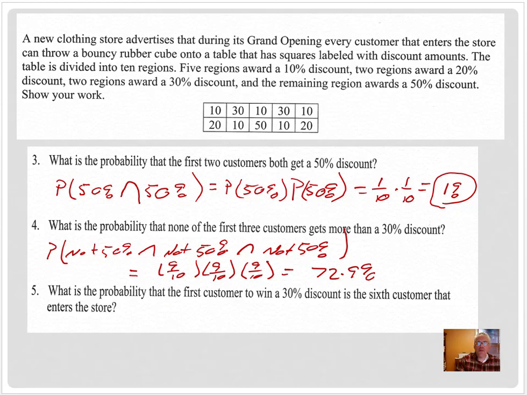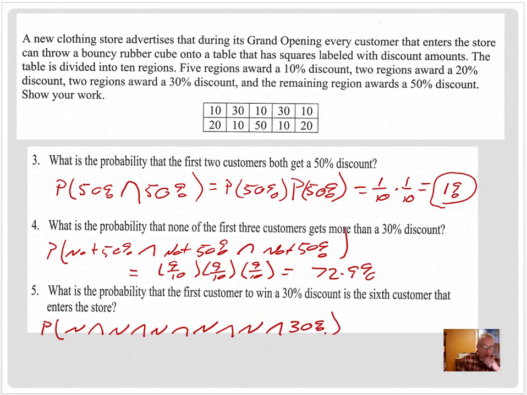Okay, what's the probability that the first customer to win a 30% discount is the 6th customer that enters the store? Wow, so the first time someone gets 30% is the 6th person. So that is the probability that the first one's not 30%, the second one is not 30%, the third one's not 30%, the fourth one's not 30%, the fifth one's not 30%, but the last one is 30%.